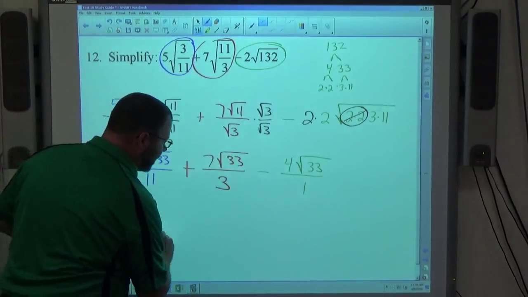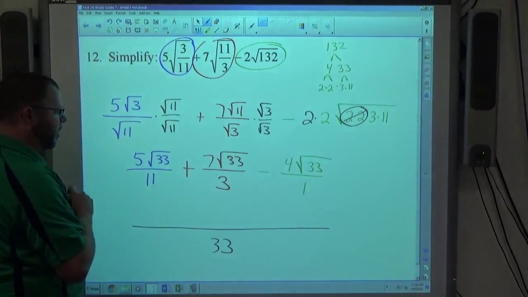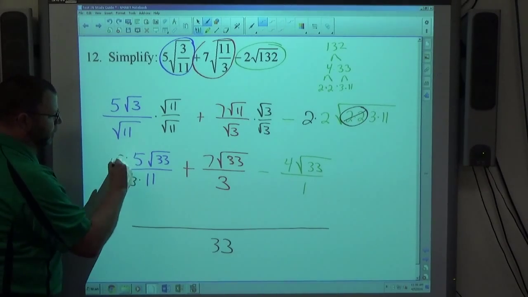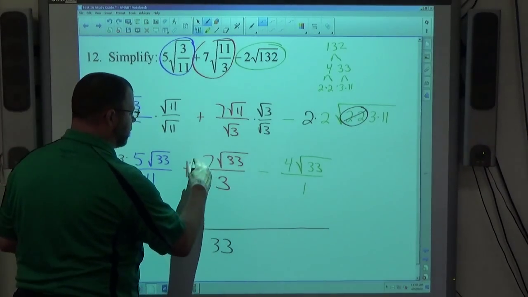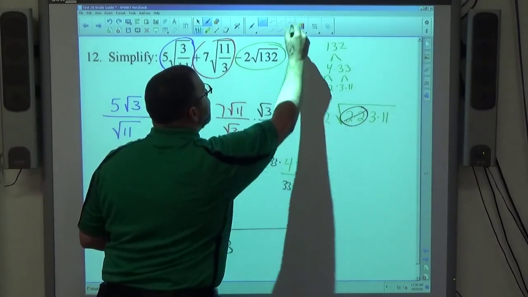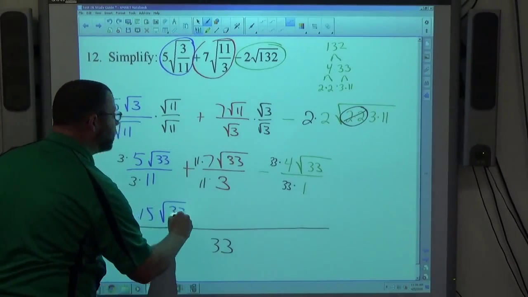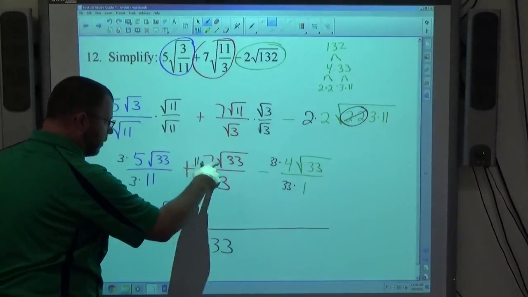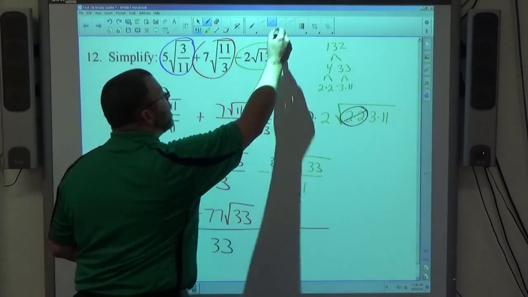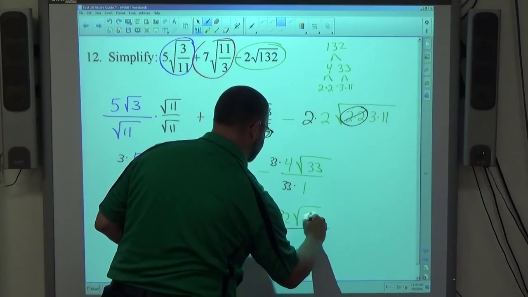So what's left to do then is get a common denominator for everything, which is 33. And then do whatever multiplication is necessary to make that happen. So times 3 makes 33, so times 3 on top. Times 11, so times 11. Times 33, so times 33. So the blue one, 5 times 3 makes 15 times the square root of 33. Red one, 11 times 7 makes plus 77 times the square root of 33. And for the green one, 4 times 33 is 132 times the square root of 33.